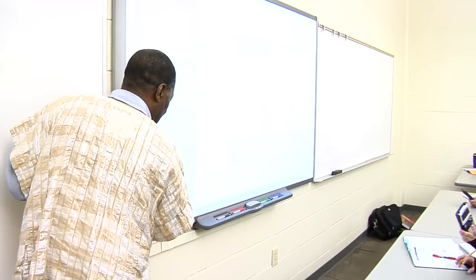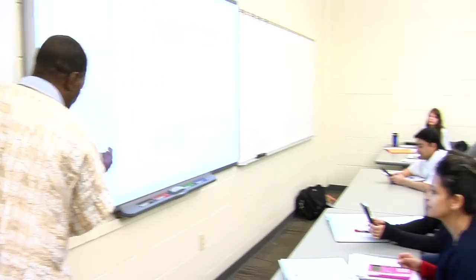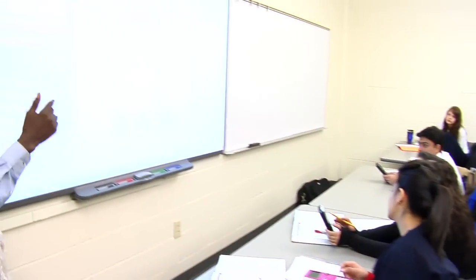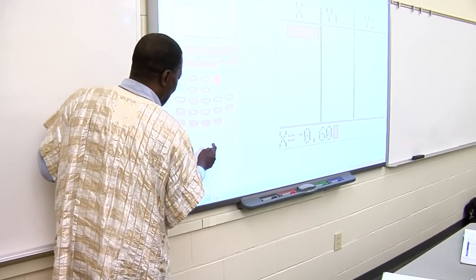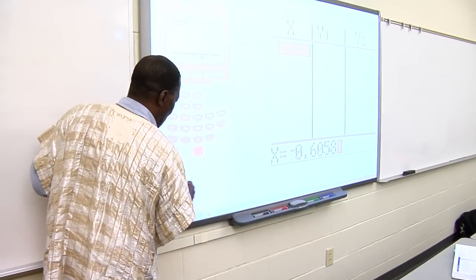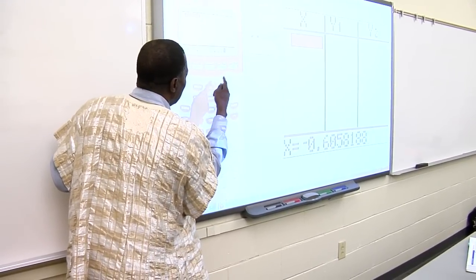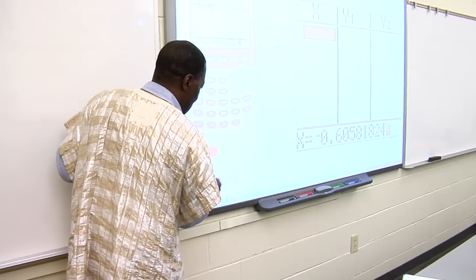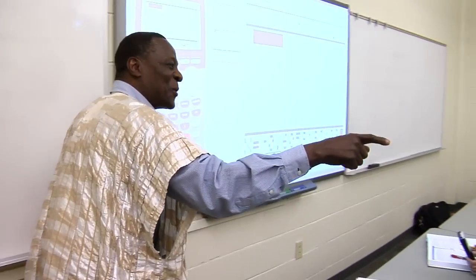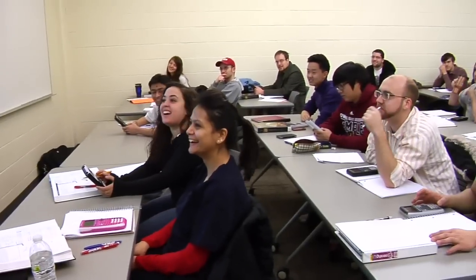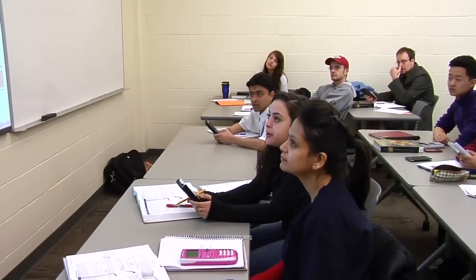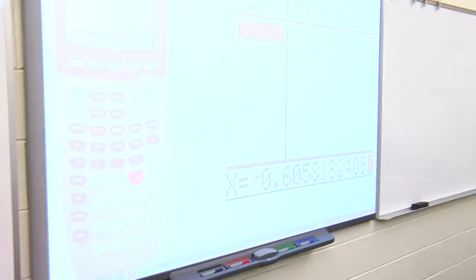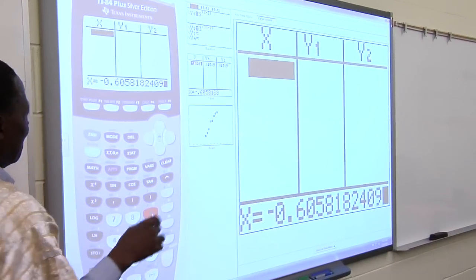Minus 0.606. That's it? No other decimals? Minus 0.6058. That's what I mean. So just to be sure, 58. 1 8 2 4 9. Are you sure? I mean, how could you read her calculator from there? Can you look at it? Okay, go ahead, read it off. Minus 0.605818249. That's good, man. You've got good sight.